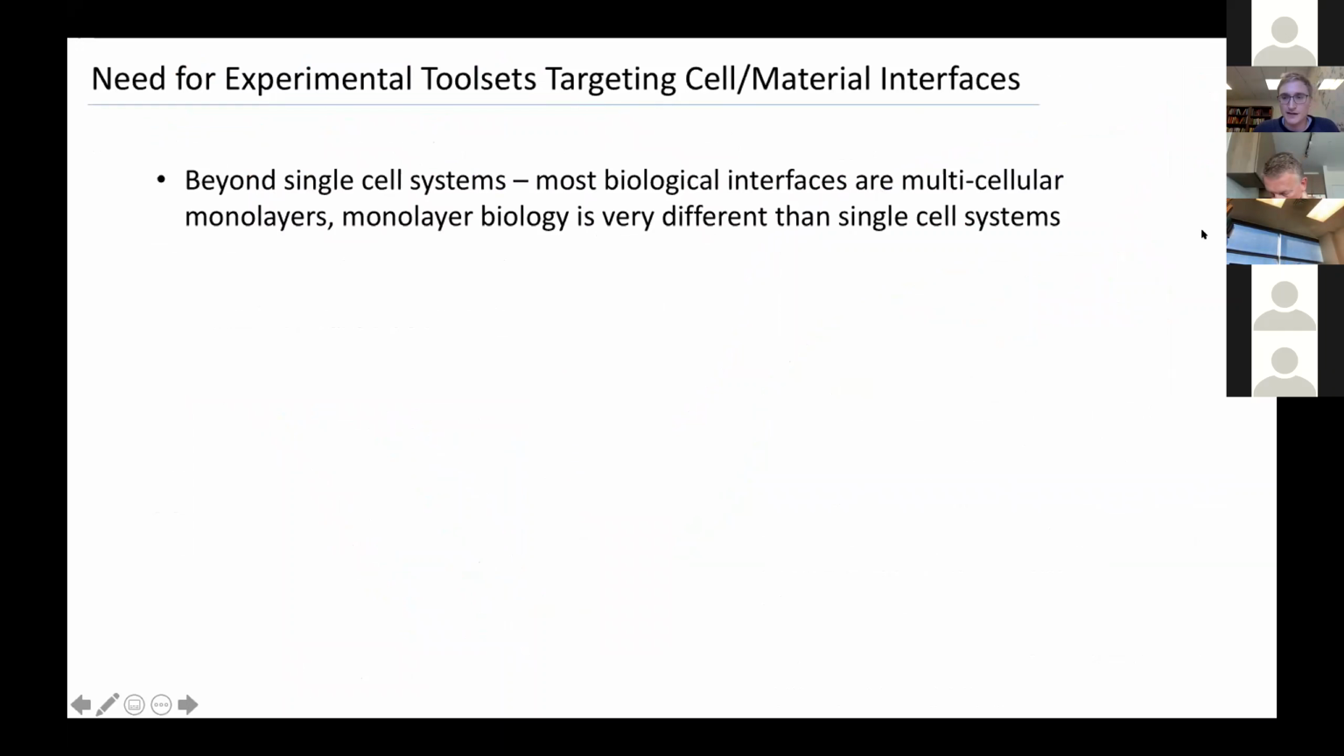Okay, so that was a longer introduction to the question, and hopefully it shows you that there is a substantial need for better experimental tool sets that target cell material interfaces. I put here as the first bullet that we really need to think beyond single cell systems. There is obviously a rich literature out there using either AFM or colloidal AFM to measure adhesion strengths and properties of artificial materials with cells.